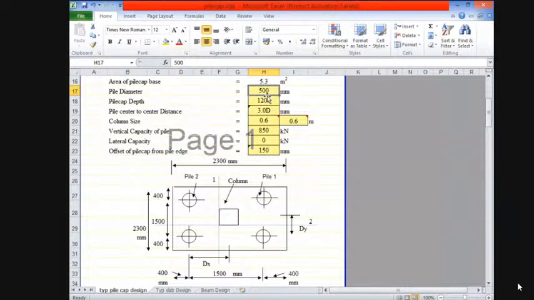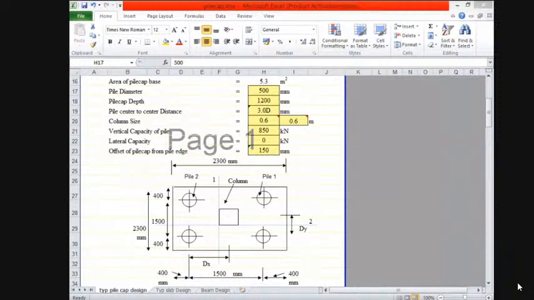Okay, so this pile diameter is 100 mm. Then pile cap depth, here I am assuming some 1200 mm. If you want, you can reduce it or 1000. This pile cap depth we are giving mainly for shear only. This pile cap thickness is mainly for shear, that is for one-way shear and for two-way shear. So this is 1200 mm.